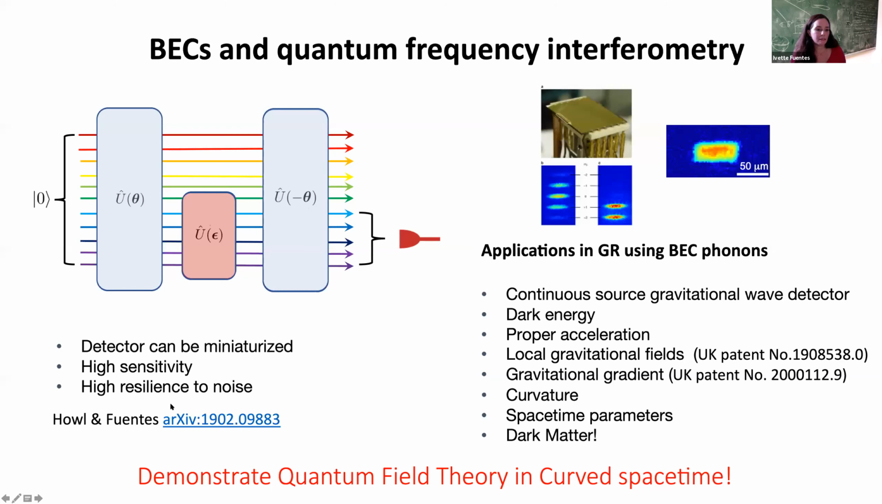So as I was saying, this allows you to miniaturize detectors. There's already work in progress trying to put Bose-Einstein condensates on a chip. And it still has very high sensitivity, even perhaps in theory more than the other proposals, and high resilience to noise. Now, we don't compete with atom interferometry for gravitational waves because the frequencies are very different. And I'll say a little bit about that.